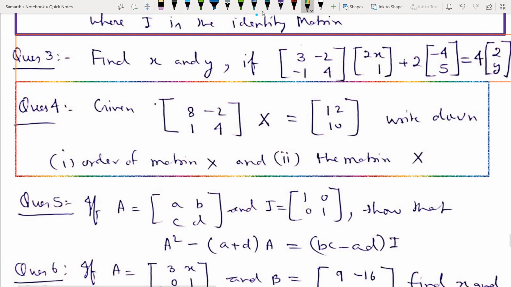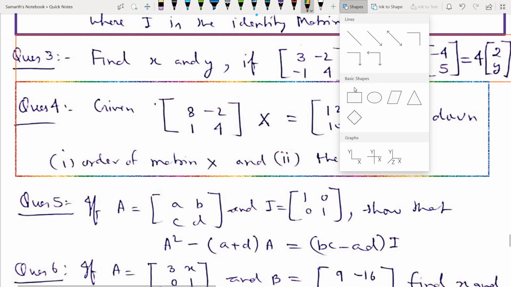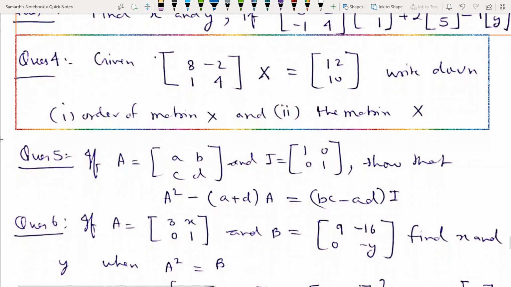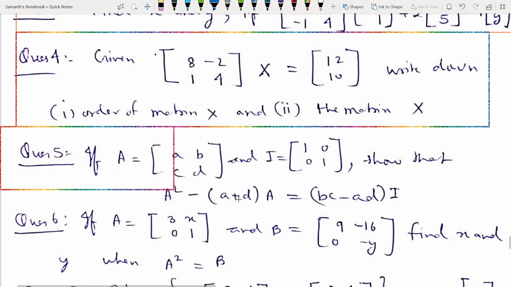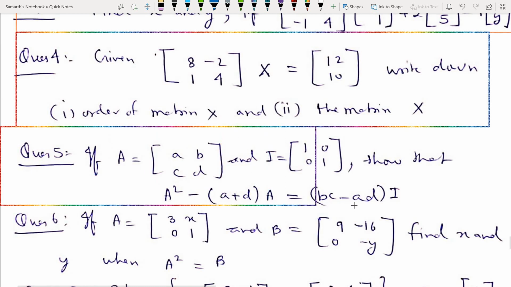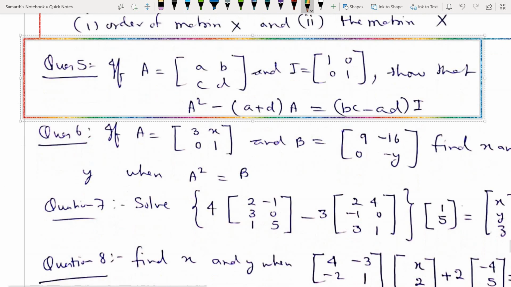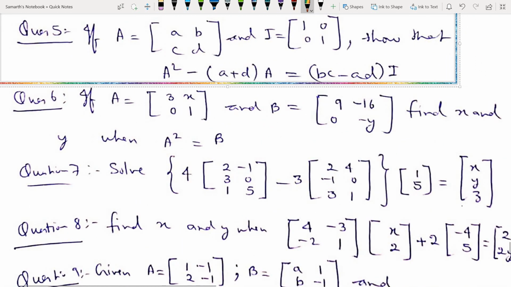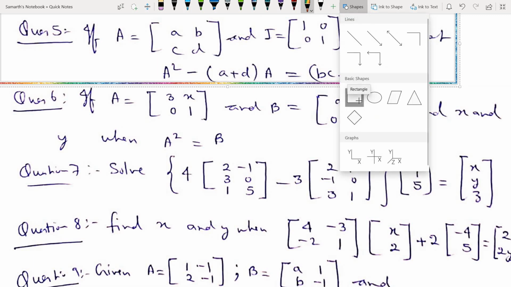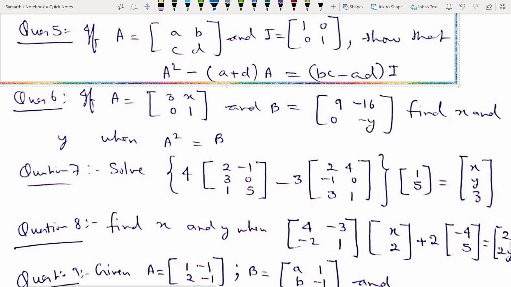Question number 5 is, if matrix A is a, b, c, d and I is 1, 0, 0, 1, then show that A square minus (a plus d) into A is equal to (bc minus ad) into I. Like over here, I have written a plus d. So a plus d, consider it as a scalar. And on the right hand side, bc minus ad is just like a scalar. You are multiplying this scalar by the identity matrix I, and you have to proceed further.